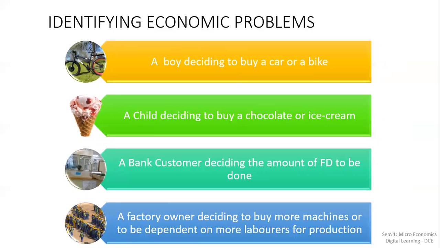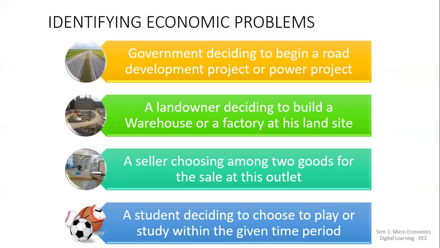A factor owner deciding to buy more machines or to be dependent upon labor for production. Deciding about the cost effectiveness of the techniques is also an economic problem. Then, government deciding to begin a road project or a power project. A landowner deciding to build a warehouse or a factory at his land site. A seller choosing between two goods at the sale outlets.